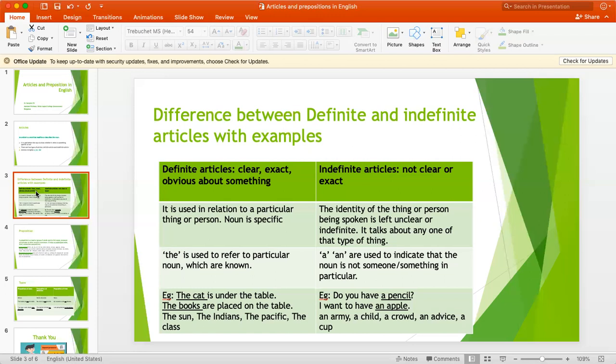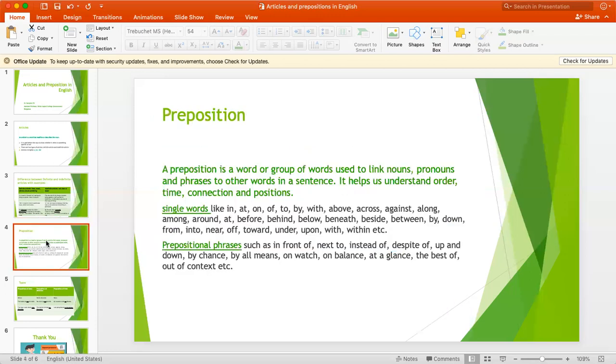So an army, a child, a crowd, an advice, a cup, so a cup of tea or a cup of coffee. So these are a few examples of definite and indefinite articles. So just keep in mind what are definite and what are indefinite articles. All right, let's move on to the next topic, that is preposition in English.